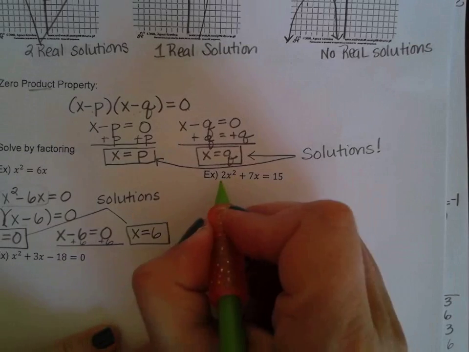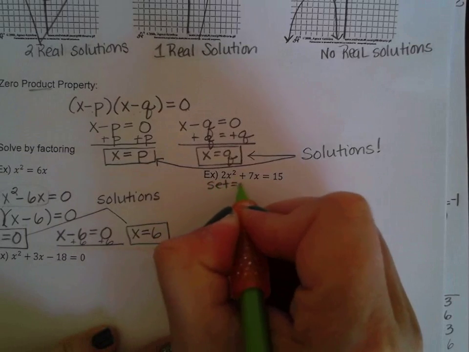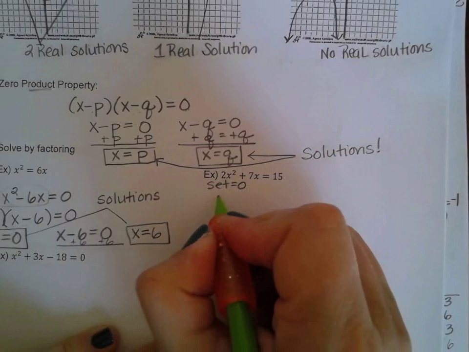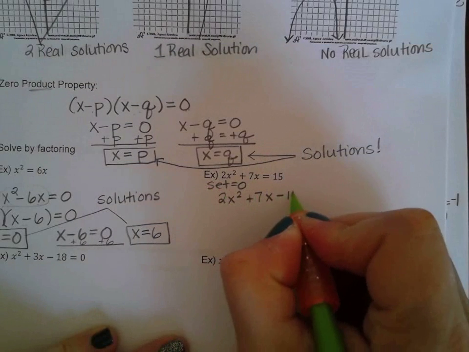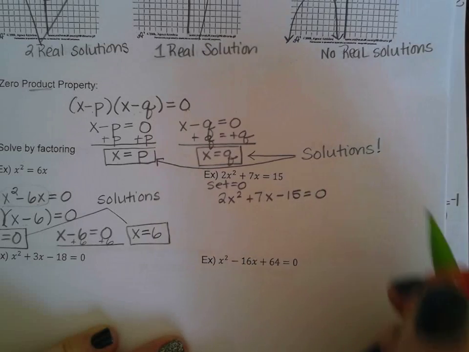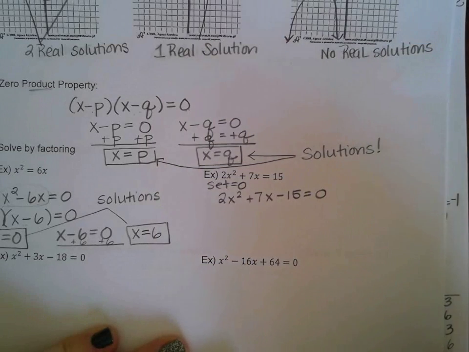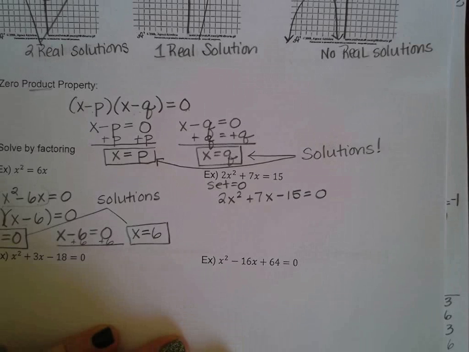Example number 2. Get it set equal to 0 first. So I'm going to subtract the 15. 2x squared plus 7x minus 15 equals 0. So now, in order to solve this for x, we're going to need to factor it. This is quadratic, so I've got to factor it.